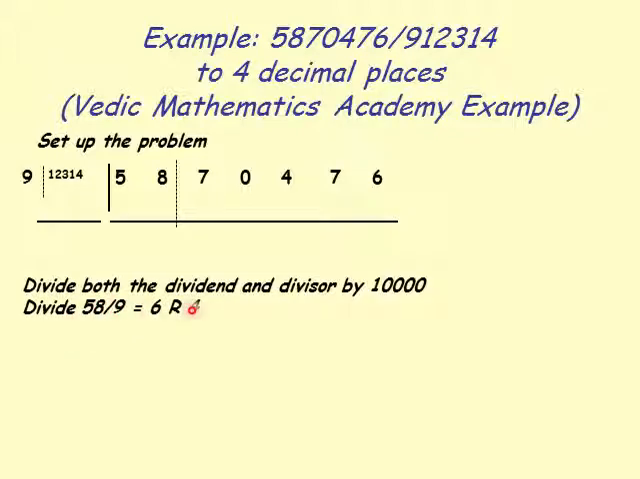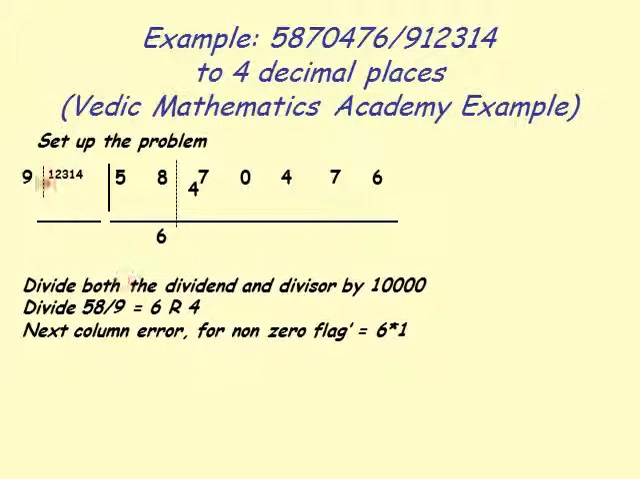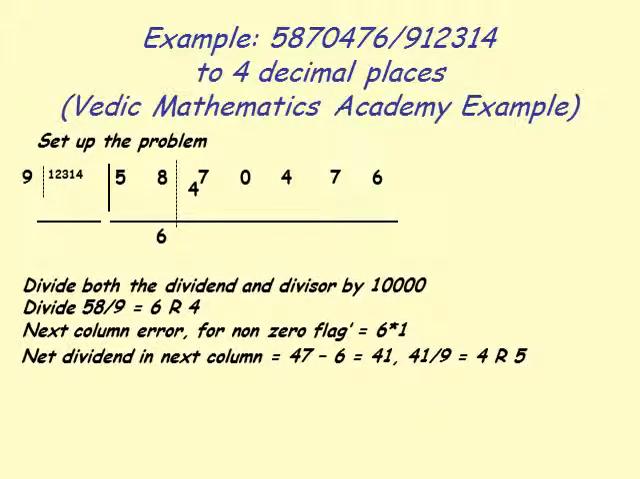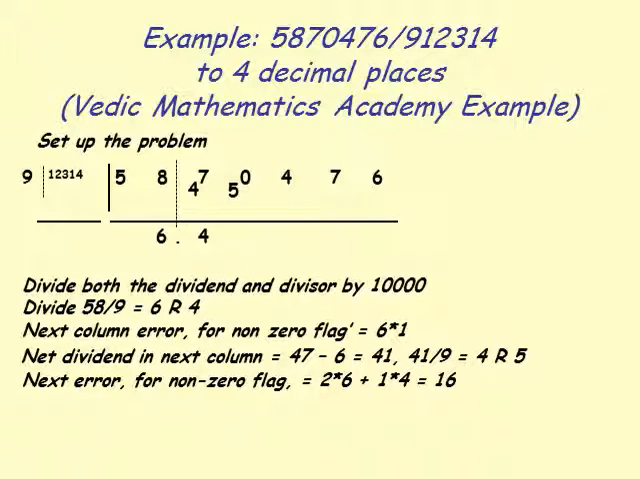58 divided by 9 is 6, remainder 4. Let's continue here. So we got 6, remainder 4. Now the error for the next column, because of non-zero flag digits, is, since I got one column and we are going from left to right, 6 times 1, the leftmost column, is 6. So in the next column I have 47 minus this error. I'm going to subtract the 6 here. That is 41. 41 divided by 9 is 4, remainder 5. That means I got a 4 here and remainder 5.